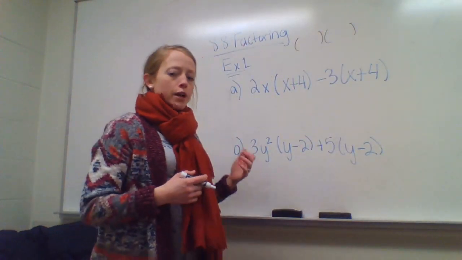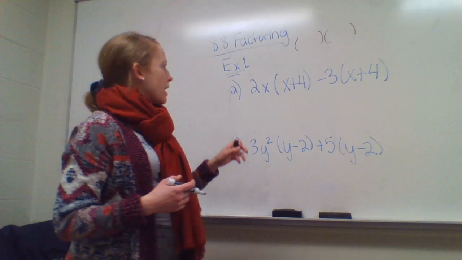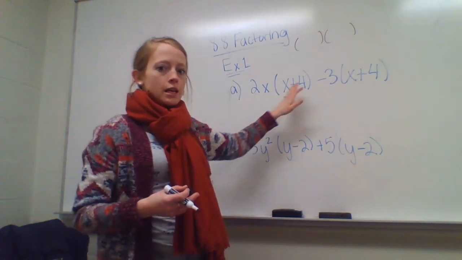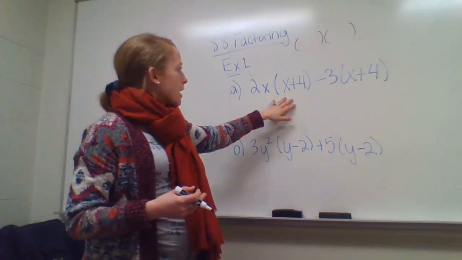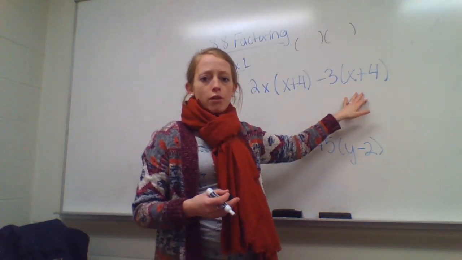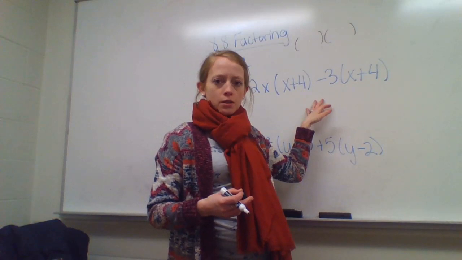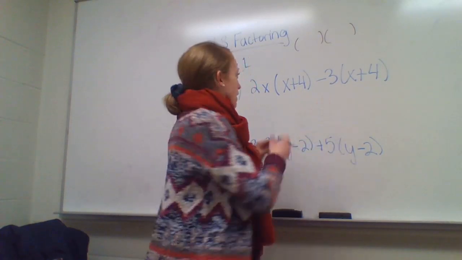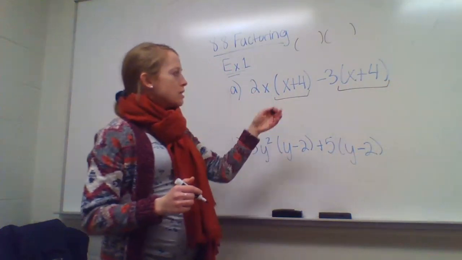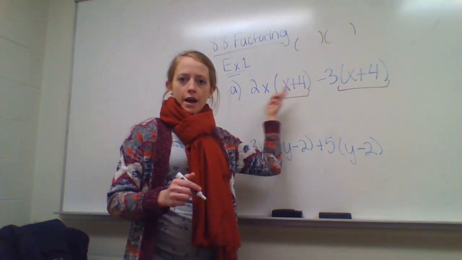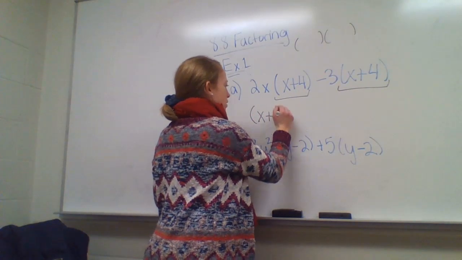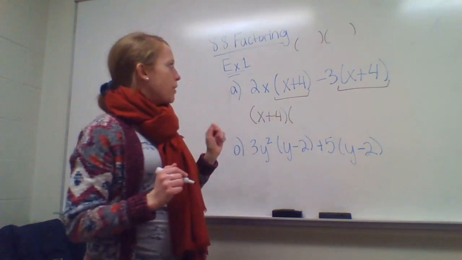So for example 1, you'll notice that there are two different things here separated by the subtraction signs. There's this 2x times x plus 4, and then there's this 3 times x plus 4. What they both have in common, which is what factoring is all about, is this x plus 4 part. So what we can do is factor that x plus 4 out, and then just in parentheses put what is left.